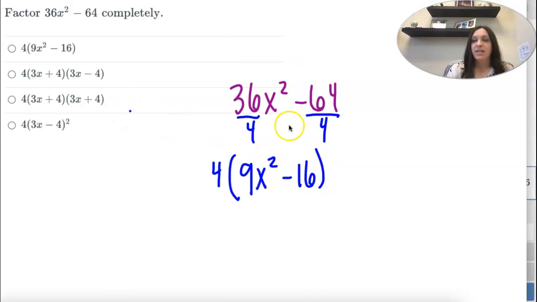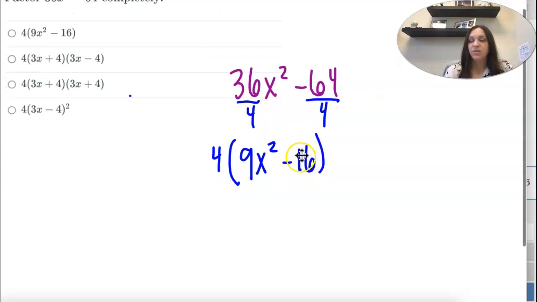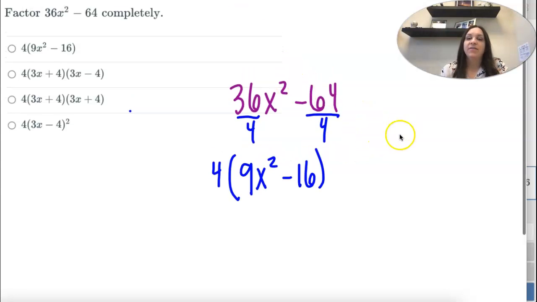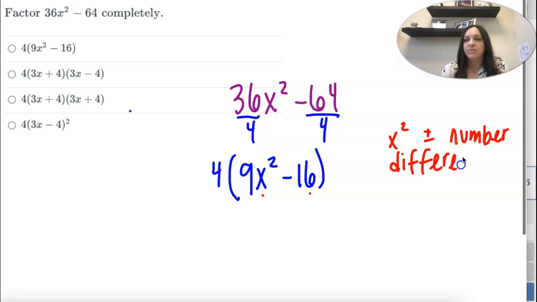So remember I said we're going backwards. If I were to multiply that 4 back through, we'd be back up here, right? We're just rewriting it a different way. That's what factoring is. So when we have an x squared without an x, there's just two terms. There's an x squared, and then plus or minus some number. We use this factoring form called difference of squares.